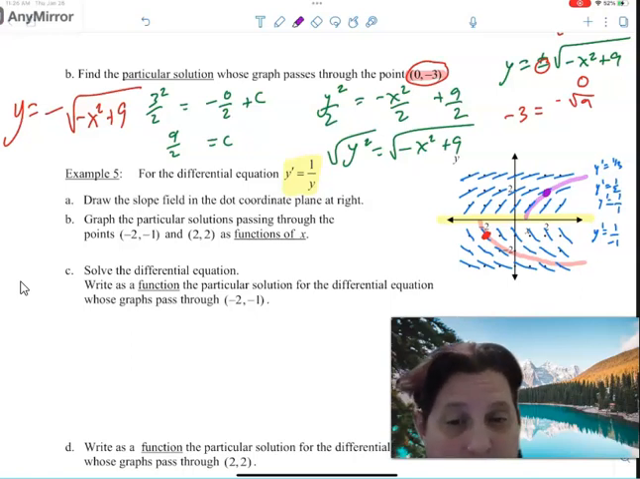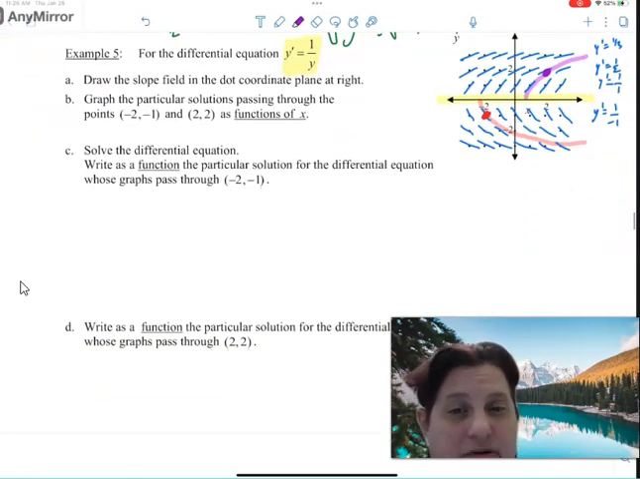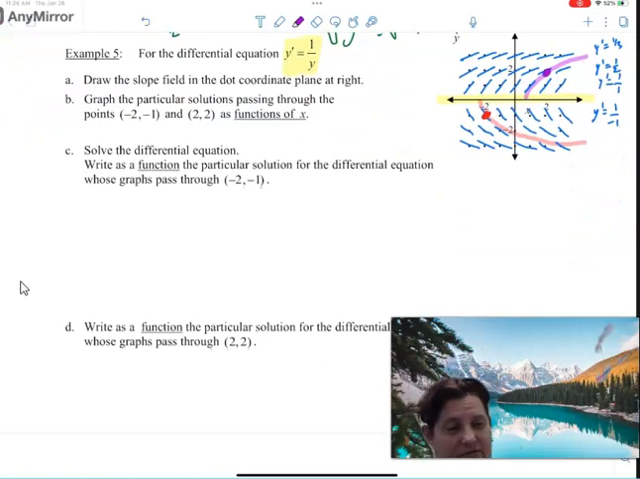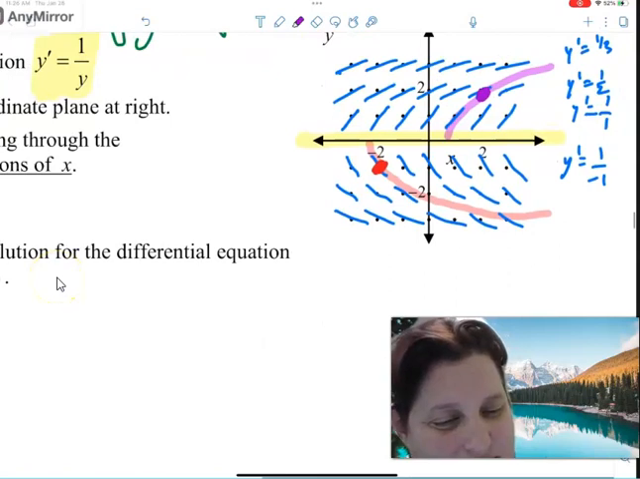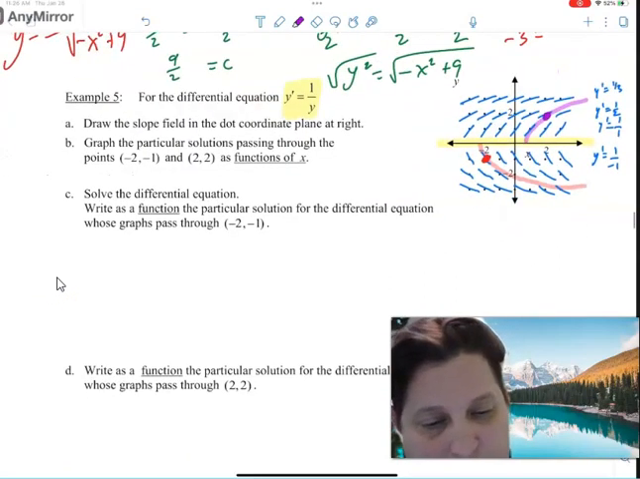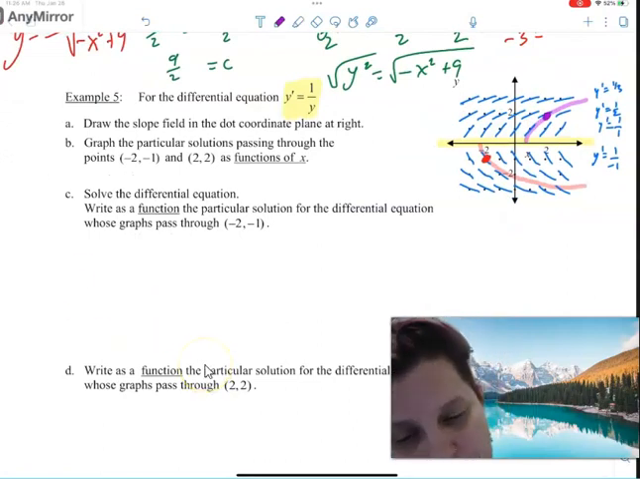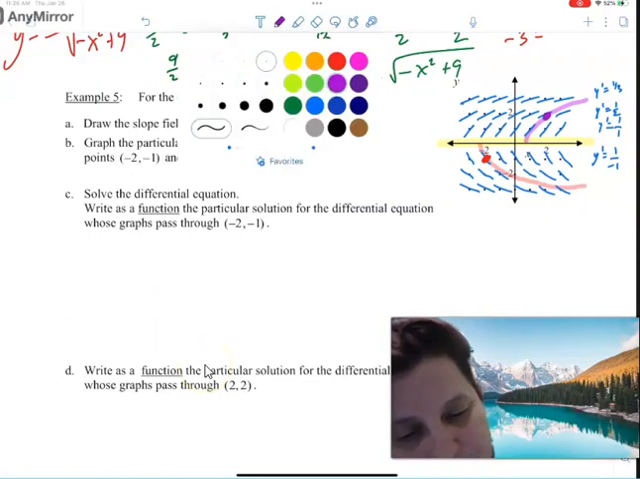Now let's solve it for both of those. I'm going to solve it for the point -2, -1 and for the point 2, 2, and see if my equation actually looks like the graph. What does this look like, guys? To me, it looks like a parabola on its side, which is usually a square root, like y equals square root x. Let's see. All right. Let's do this one first.